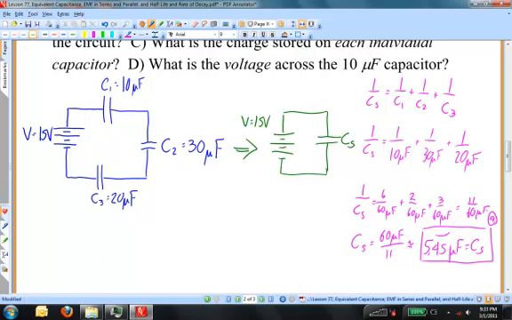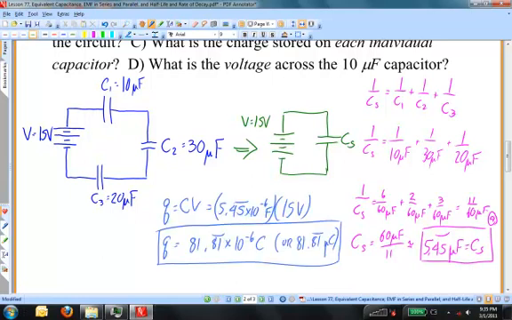Part B. To figure out the total charge stored in the circuit, I'm going to use the capacitance equation. Q is equal to CV, where C is my 5.45 microfarads. So let me put in the numbers. The total charge stored on this equivalent capacitance is 81, nearly 82 microcoulombs. 82 times 10 to the minus 6 coulombs.